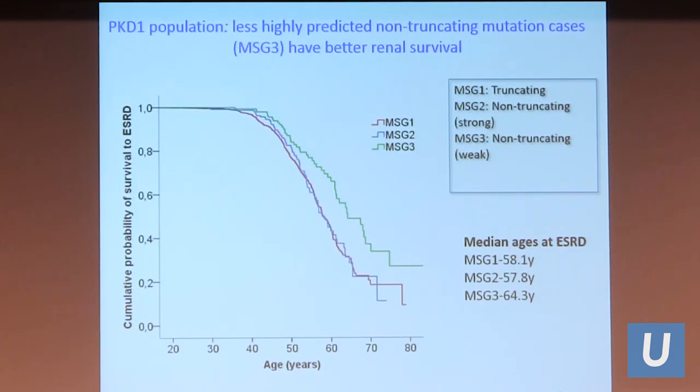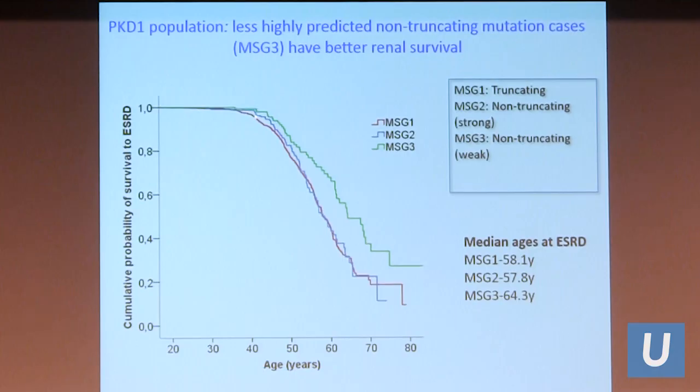If we look at that in a large population of these PKD1 patients, we can actually see that some of these in-frame changes behave just like a truncating change. So I think just because it's an in-frame change, we shouldn't think in every case that it's going to be associated with milder disease. And here, we can see that it's only the more weakly predicted mutations which actually have a milder phenotype.